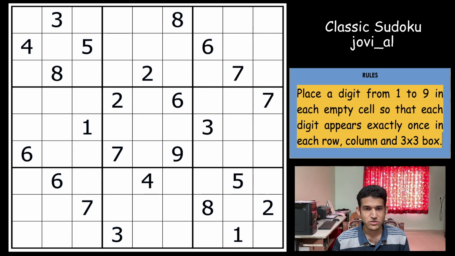So I'll just explain the rules now. Classic rules: each row, each column, and each 3x3 box in the grid will have digits 1 to 9 without any repetitions. Standard classic rules. So I'll start the Sudoku now.